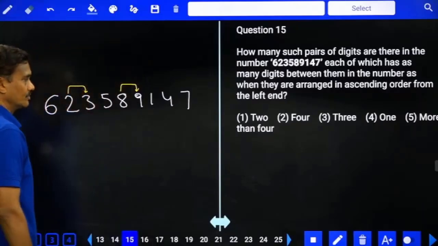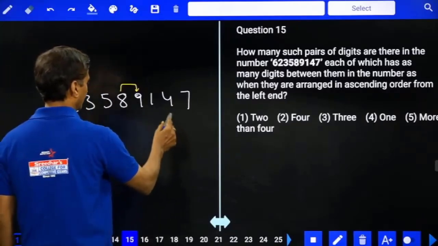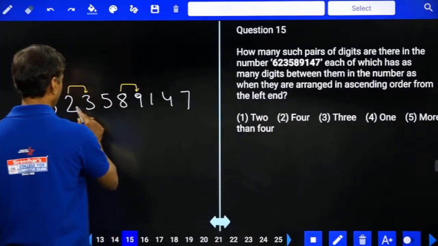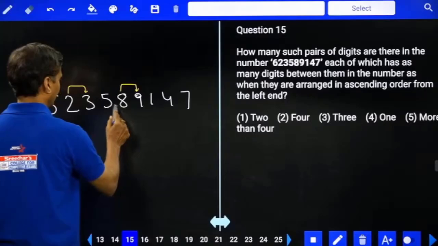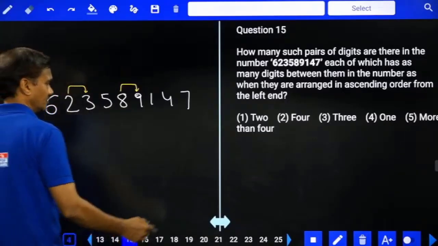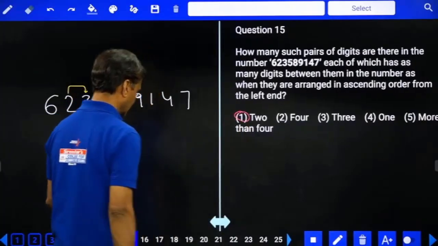Forward, how many pairs? 2. And again in the reverse: 7, 8, 9. 4, 5, 6, 7, 8, 9. And how many pairs do we have? Only 2. And only 2, that is choice 1, question number 15.